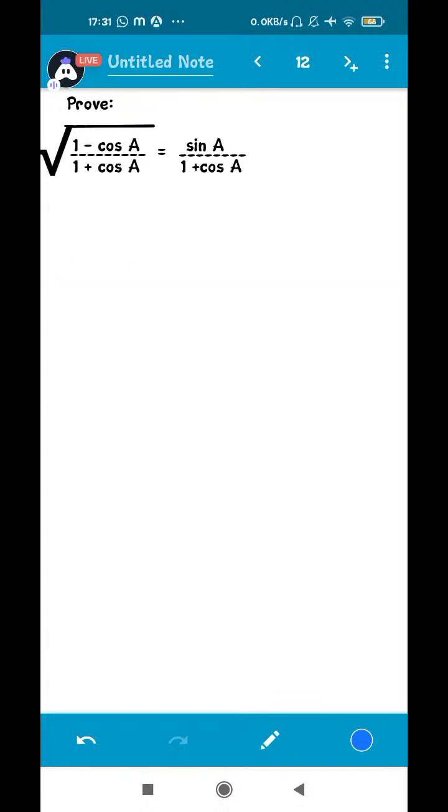Now coming to our last question for today, we will finish this and then we will wait for the next session. We will do much more questions in the next session. Let's see, we have to prove that the square root of (1 − cos A)/(1 + cos A) is equal to sin A/(1 + cos A). Whenever you have such square root questions, always remember that you have to multiply the expression with something. You don't have to memorize with what; it will become very clear once you start understanding these things.